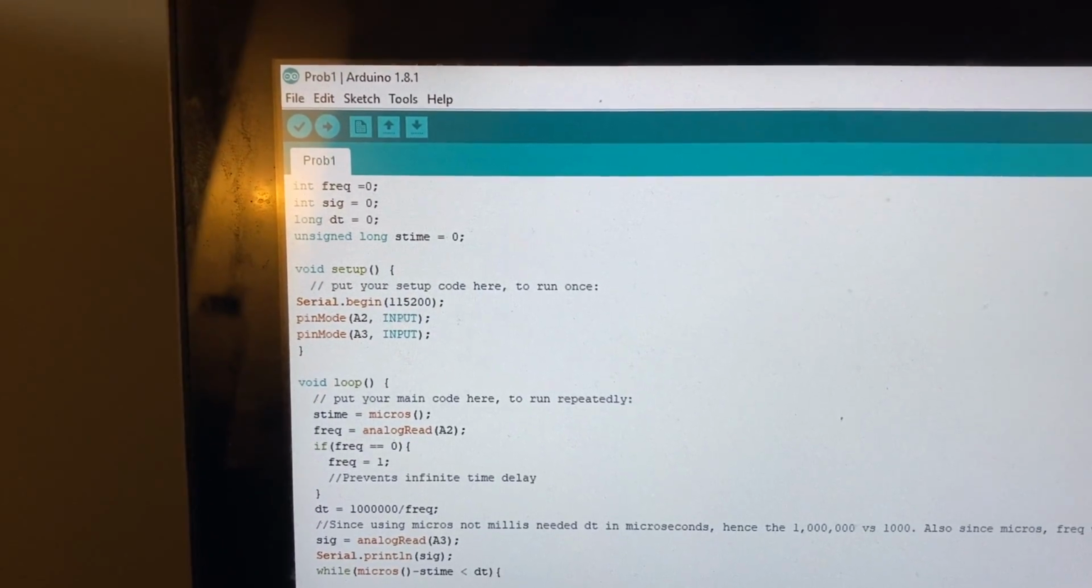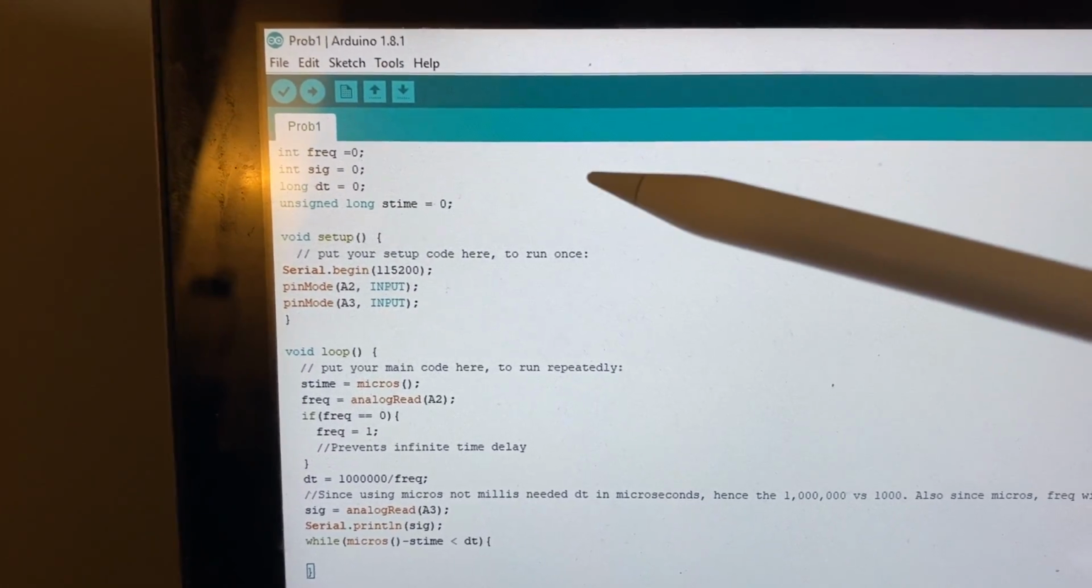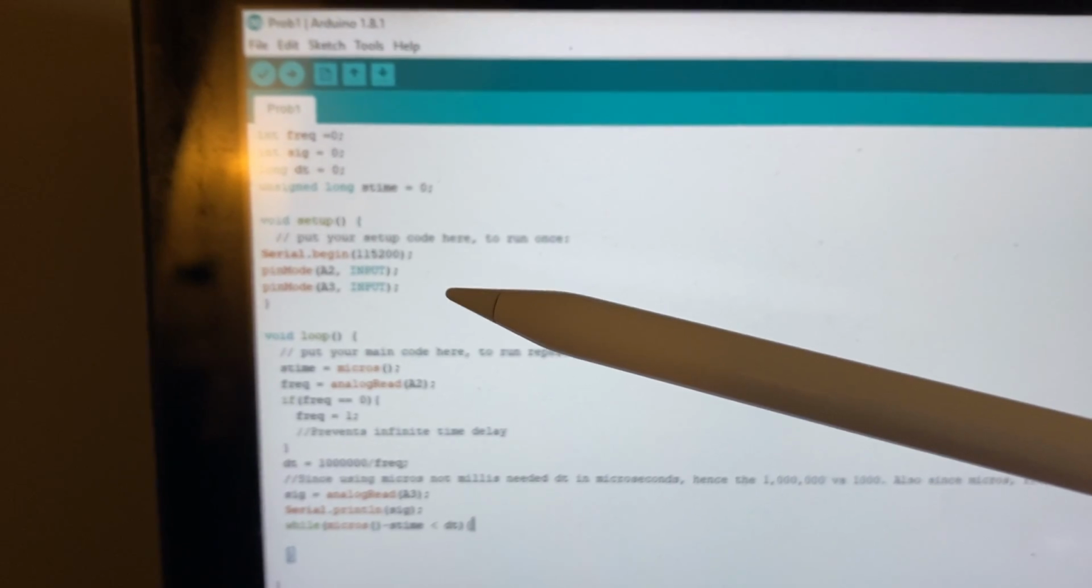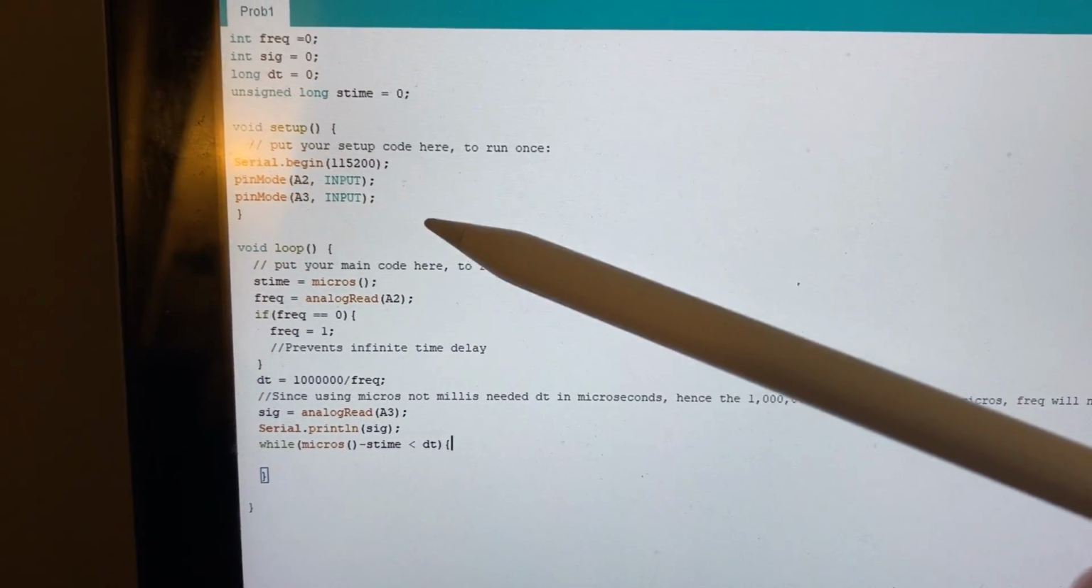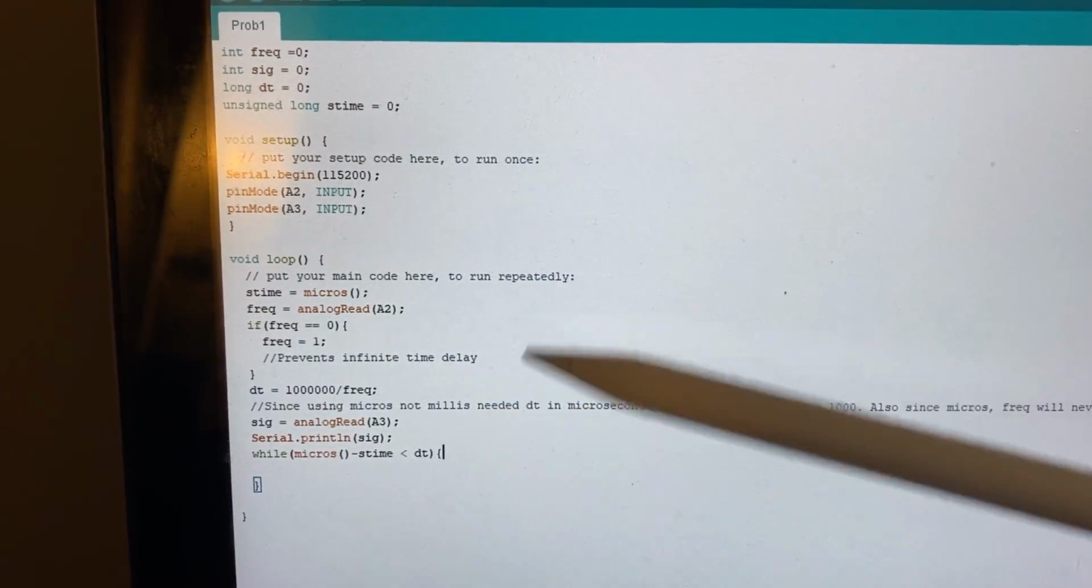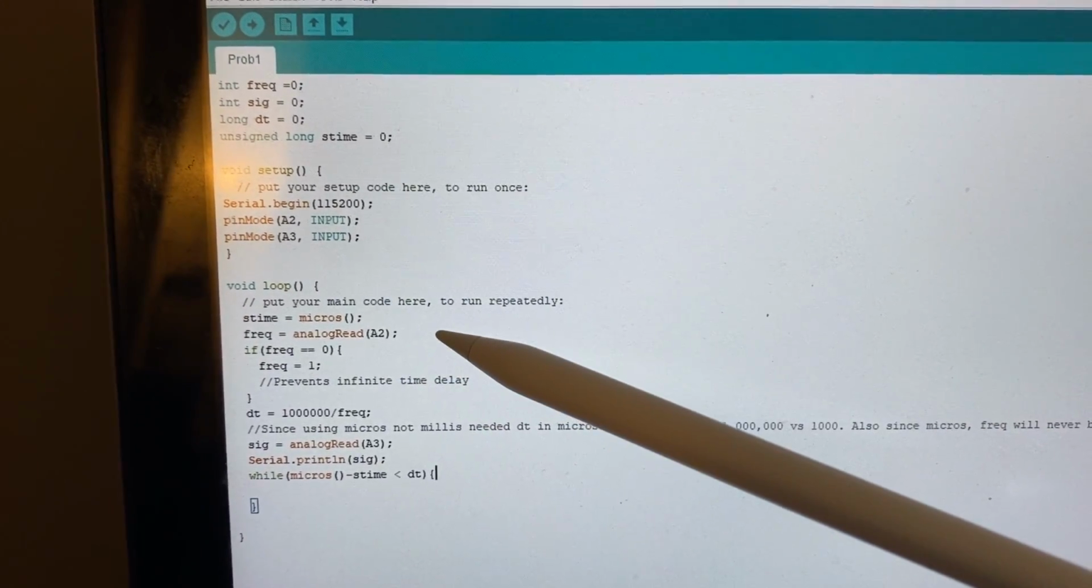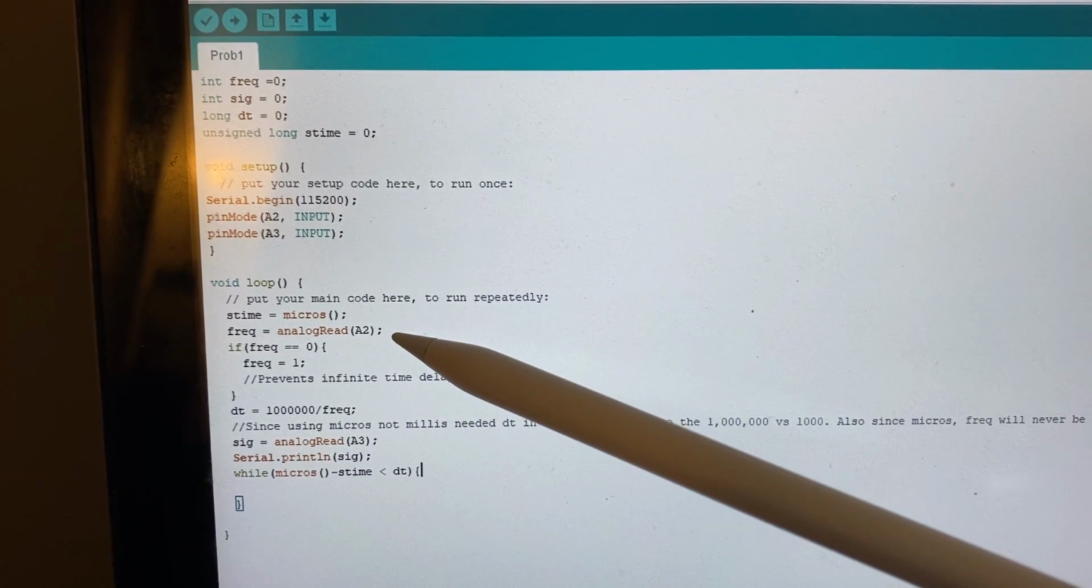So you can see my Arduino code. I start with initializing some variables and the serial monitor. Then in my loop, I have a timing loop there and there. I read the frequency from the potentiometer.